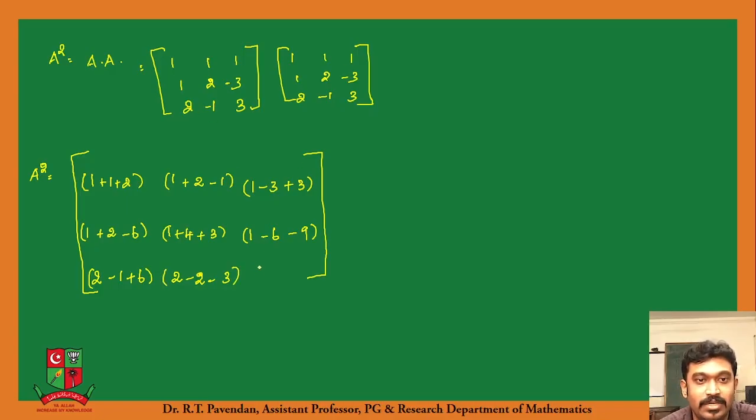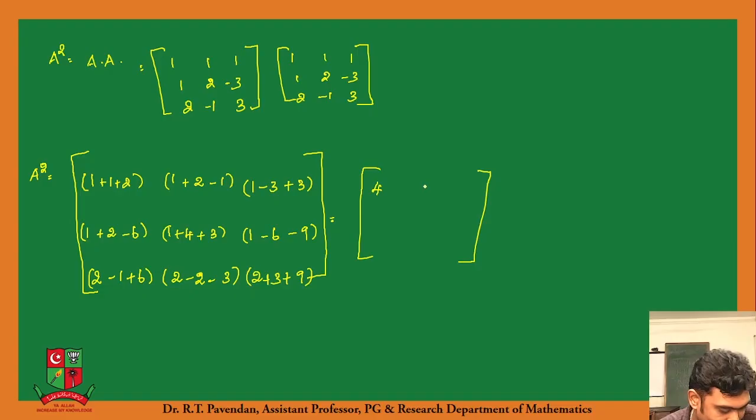Likewise, 2 times 1 is 2. Minus 1 times minus 3 is plus 3. 3 times 3 is 9. So if you add these individual terms, you get the exact elements of A square. So that is going to be 1 plus 1 plus 2, that is 4. So 1 plus 2 minus 1, that is plus 2. 1 minus 3 plus 3 is 1. So we have the first row elements to be 4, 2, 1.